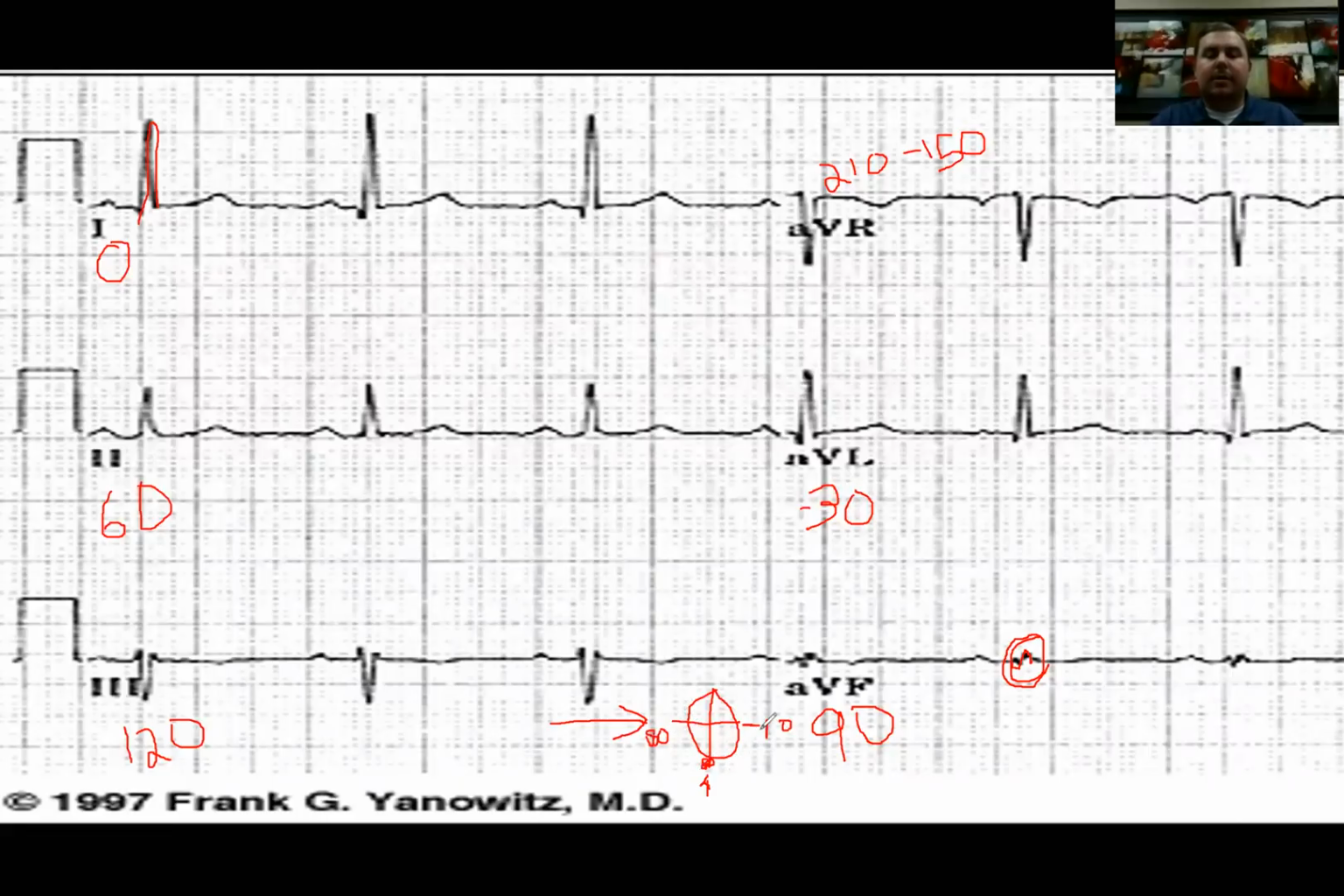Well, the correct answer is going to fall where my most positive R wave was, which was lead 1 out here. So the QRS axis for this 12 lead is 0 degrees, which, as we'll show you in a minute, falls within the normal limits for QRS axis.